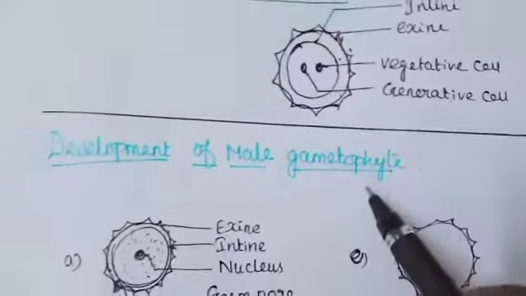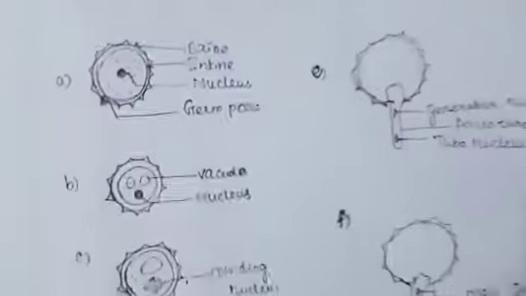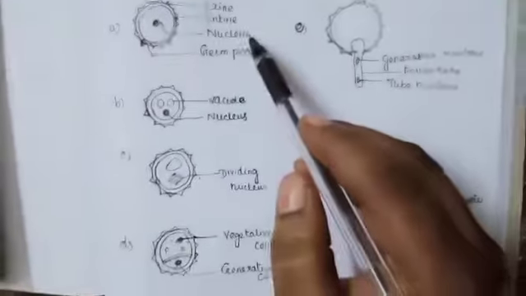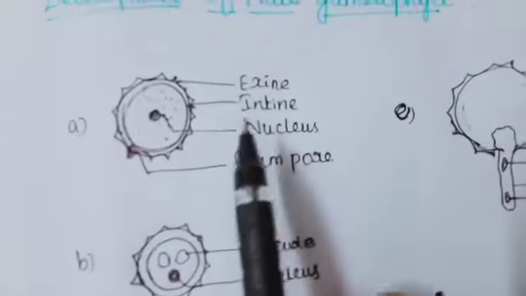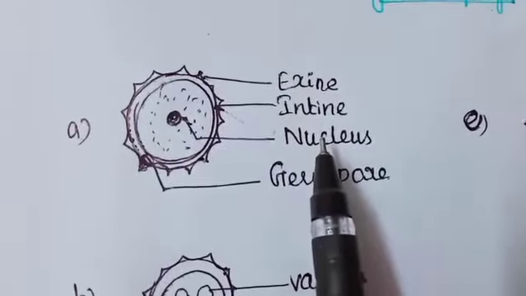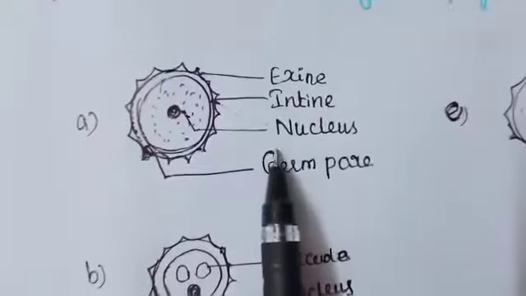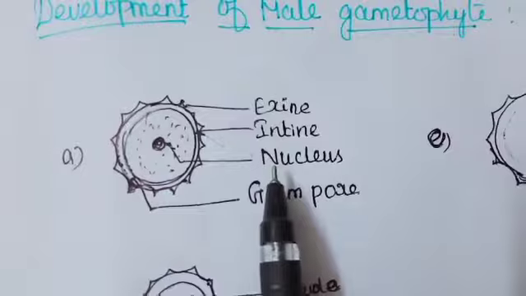Next, development of the male gametophyte. These are the stages of the male gametophyte. The microspore is the first cell of the male gametophyte and it is haploid in nature. The development of the male gametophyte takes place in the microsporangium. So inside the microsporangium, the microspore mother cell is present.